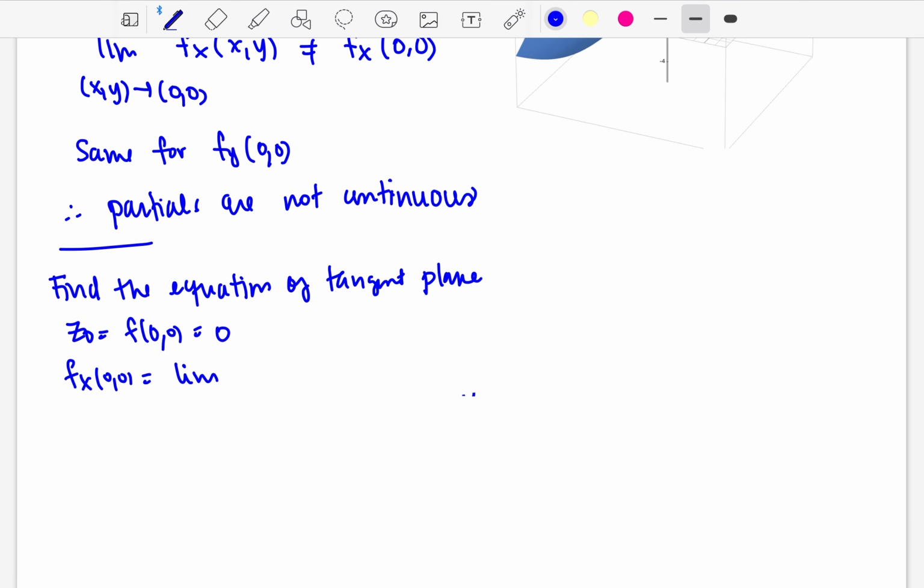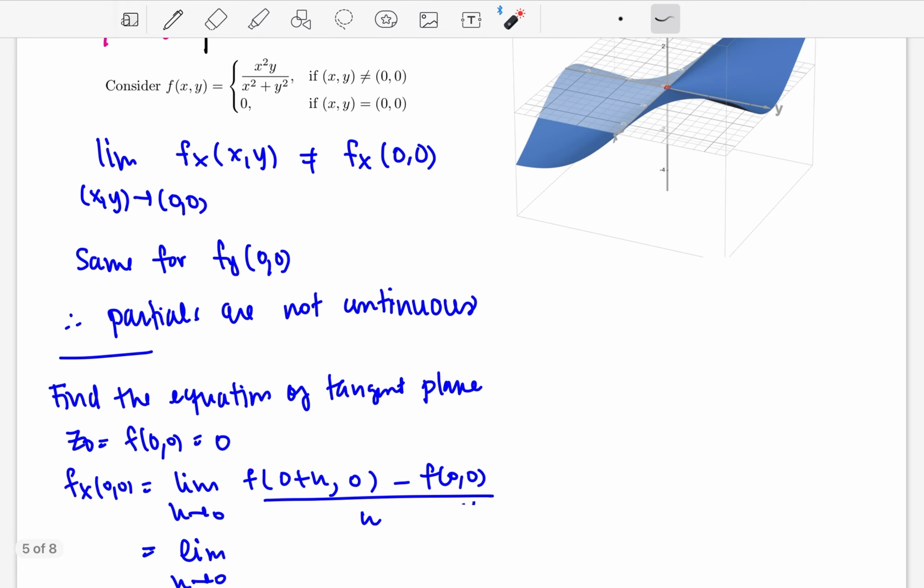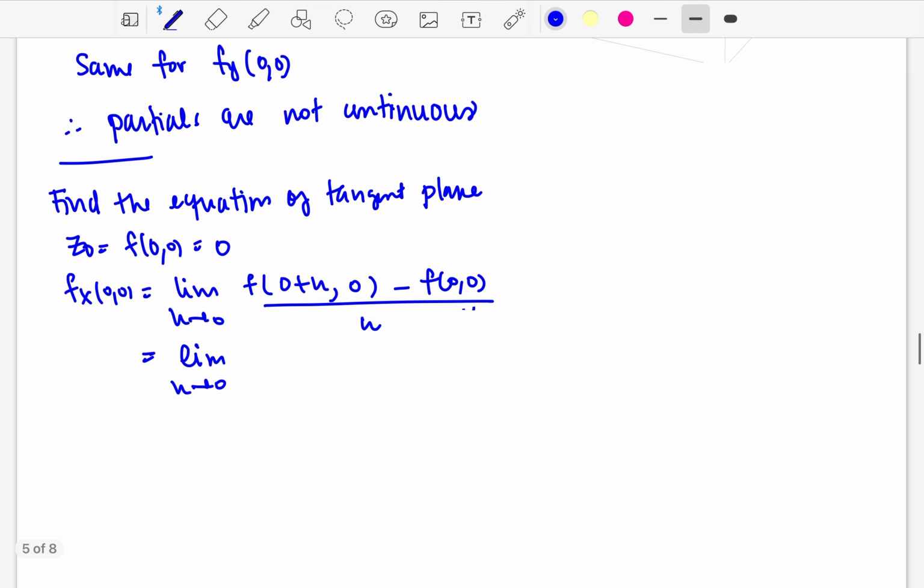So this is going to be the limit as h goes to 0 of my function. I'm going in the direction of x, so I do f of 0 plus h, 0, minus f of 0, 0, divided by h. So if x is equal to h and y is equal to 0, what is this equal to? This is equal to h squared times 0 divided by h squared, so this is just 0. And then we say divided by h, minus 0 divided by h. So this is equal to 0.